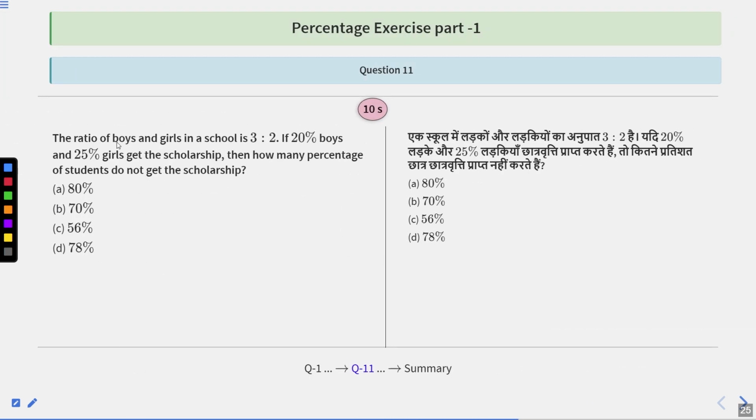Next, the ratio of boys and girls in a school is 3:2. If 20% boys and 25% girls get the scholarship, then what percentage of students do not get the scholarship? Options are given to you: A, B, C, and D. And I'm giving you 10 seconds to find out the correct answer.